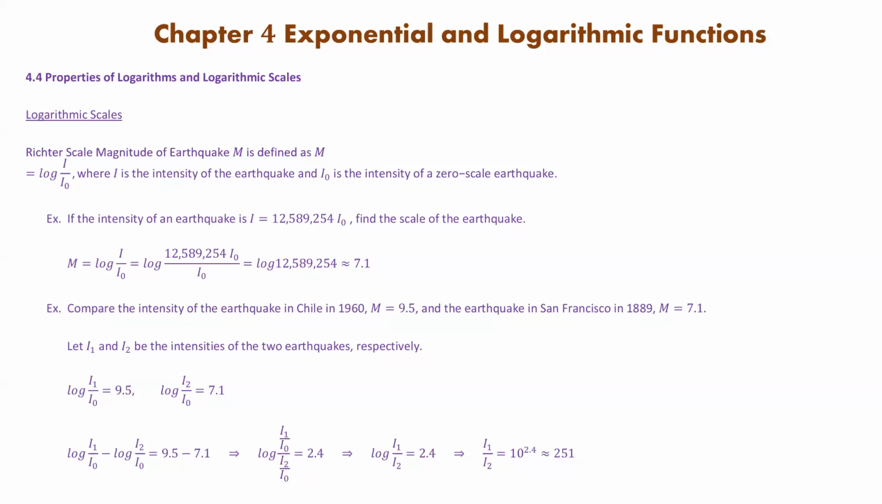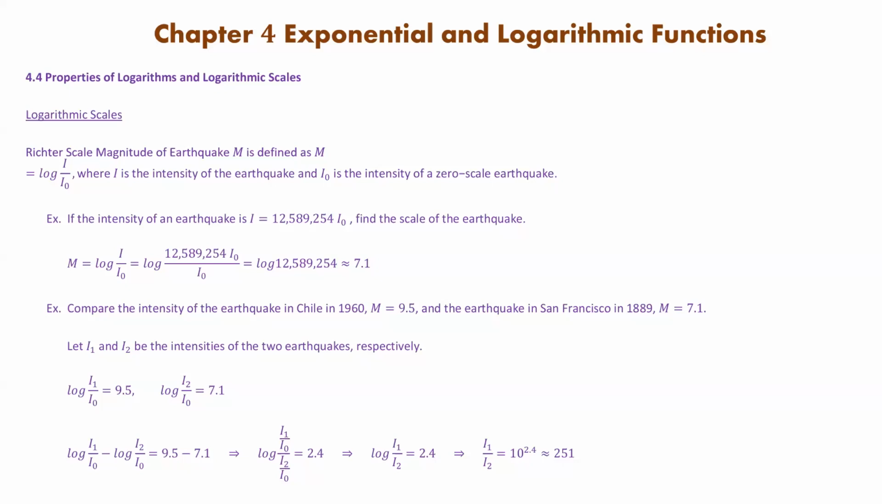Okay, so using the properties of logarithms, the left-hand side can be written as a logarithm of a quotient. So that's log of I1 over I0 over I2 over I0. That's the left-hand side, and the right-hand side is just the number 2.4, as we subtract 7.1 from 9.5.